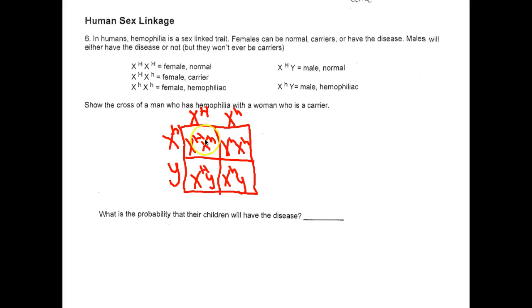Let's look at what we have. We have an X and an X, big H, little h. So this is a daughter that is a carrier. This would be a daughter that is a hemophiliac. They have two recessive alleles. Here there's a son who is healthy, normal, and this is a son that has hemophilia. So what is the probability that their children will have the disease? If they have one child, the probability that they have the disease is going to be this here and this here. That's going to be 50%.